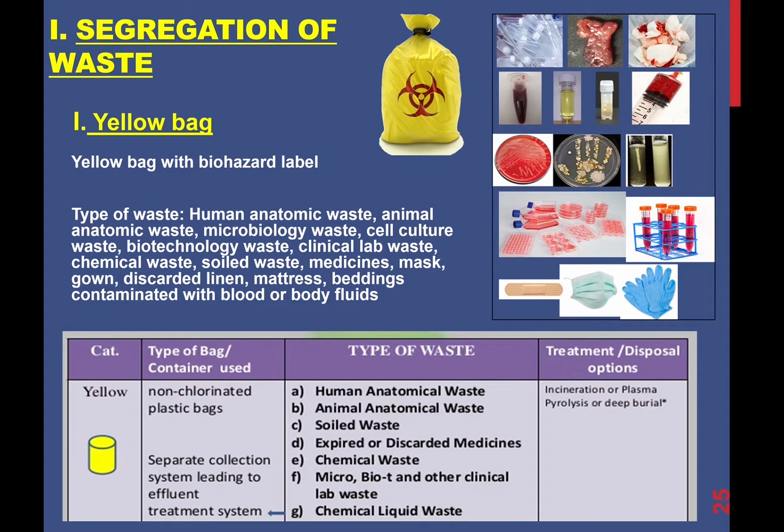I would request you to please take a look at this figure carefully if your research falls in any of these categories. The waste that comes in the yellow category is disposed of via incineration mainly, and incineration is basically burning down everything. The other methods of disposal are plasma pyrolysis or deep burial, but incineration is the most common type of disposal for this yellow waste.